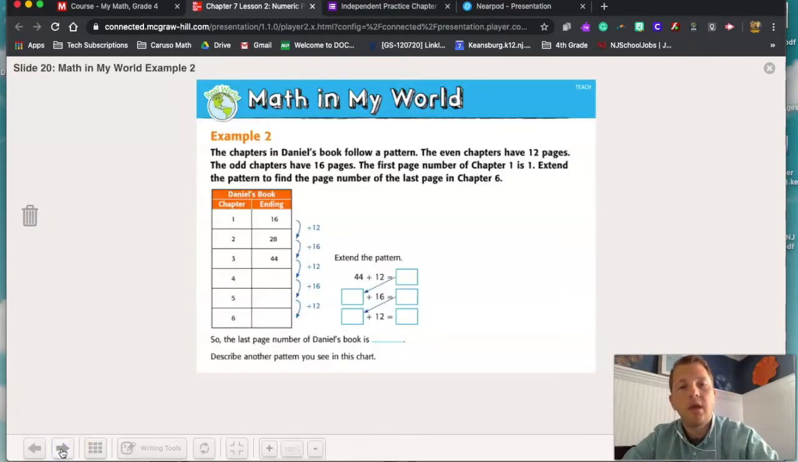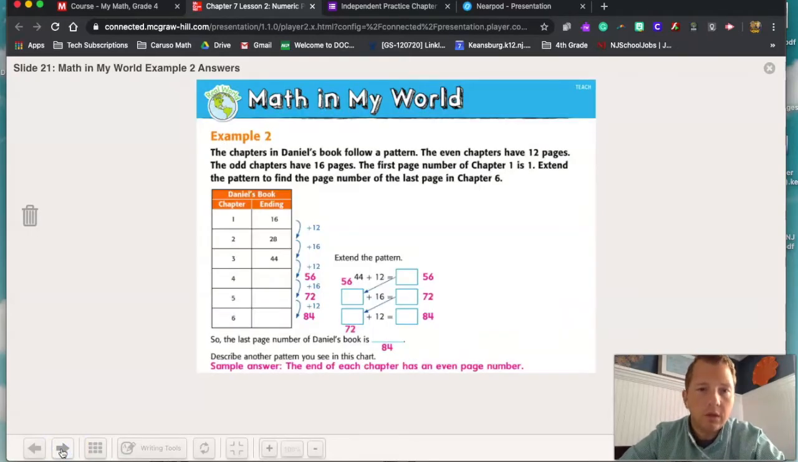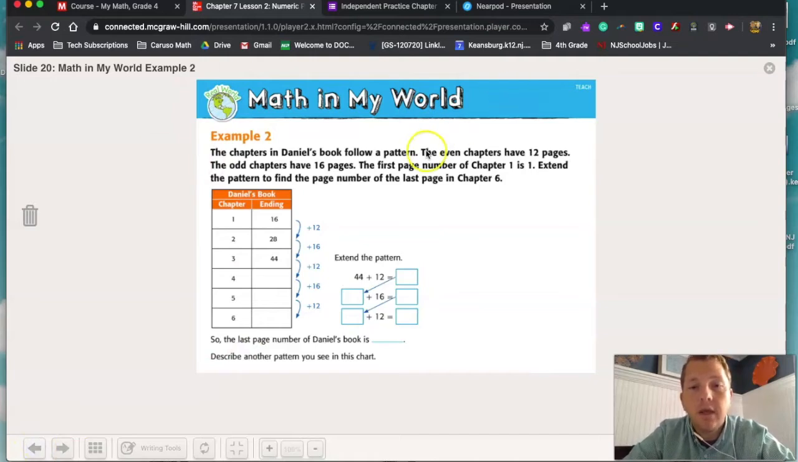See? All right. So this next one here. The chapters in Daniel's book follow a pattern. I went too far. I already showed you the answer. The even chapters have 12 pages. The odd chapters have 16 pages. The first page of the chapter is 1. Extend the pattern to find the number of pages in chapter 6.